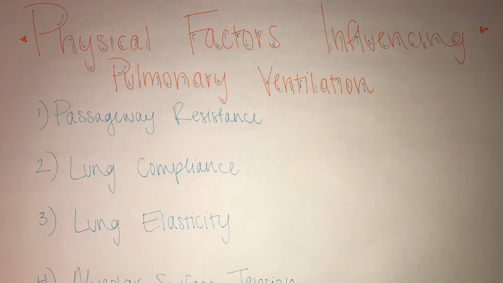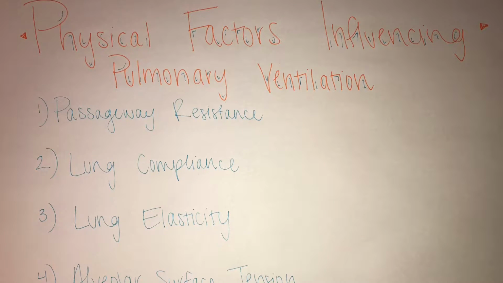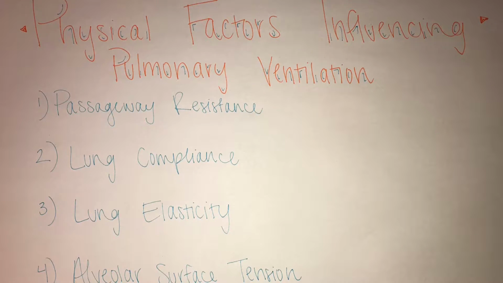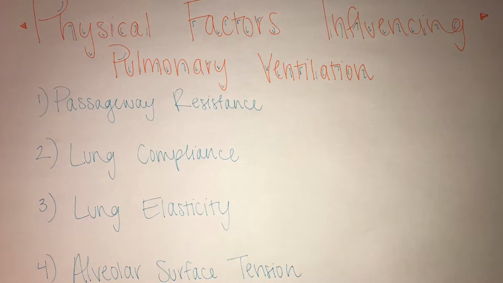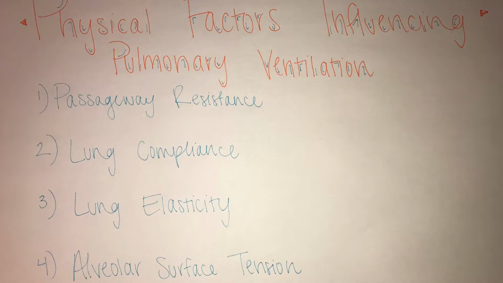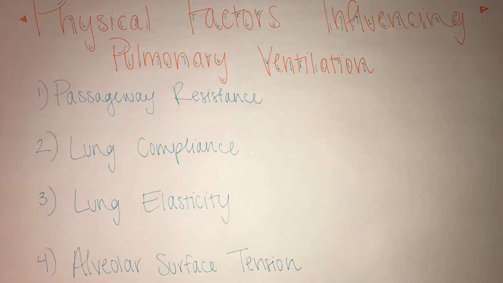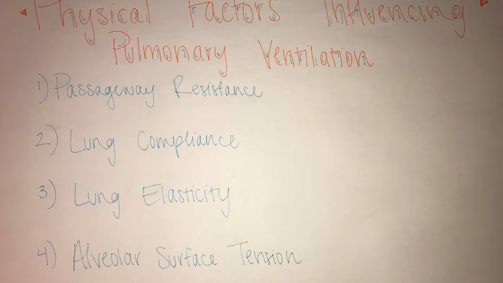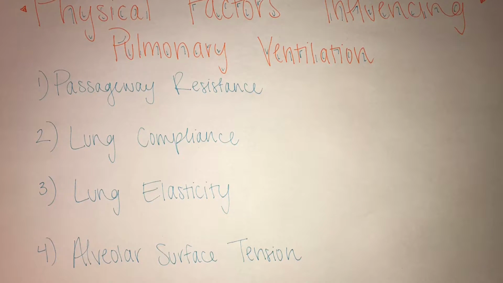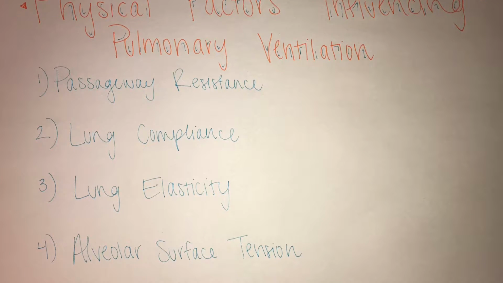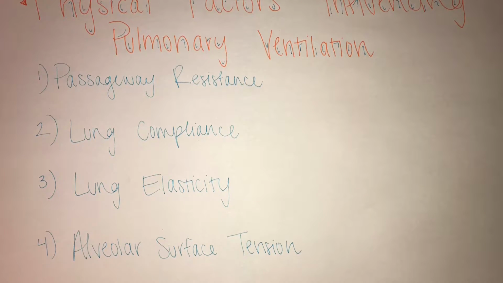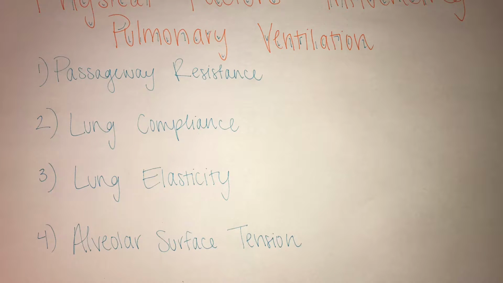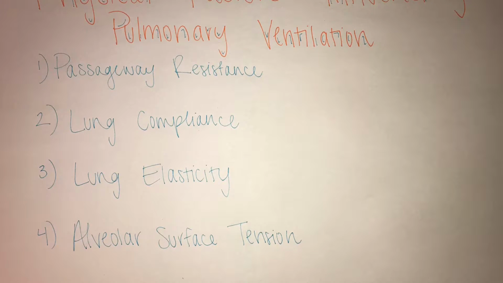There are 4 physical factors influencing pulmonary ventilation, which include respiratory passageway resistance, lung compliance, lung elasticity, and alveolar surface tension forces. Respiratory passageway resistance is determined by the lumen size of airways, as well as constriction or dilation of smooth muscle of bronchioles. For example, the parasympathetic nervous system is stimulated by irritants and causes constriction, which then causes increased resistance. The sympathetic nervous system causes bronchodilation and decreased resistance.